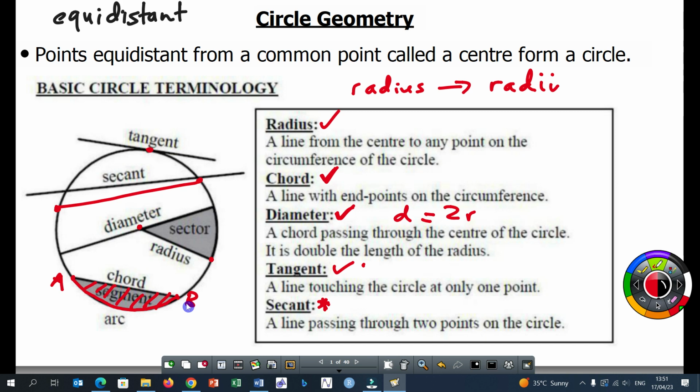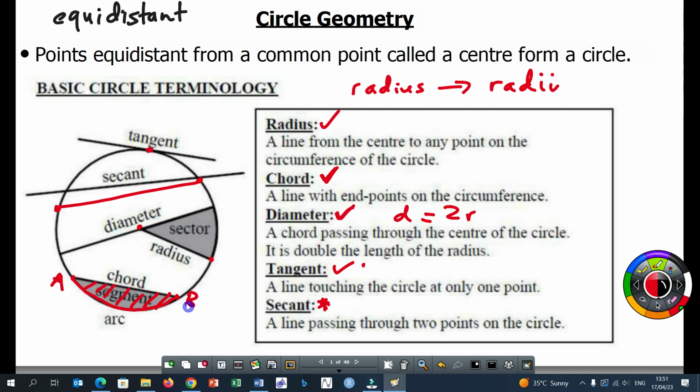So an arc can be a minor arc. In this case, AB is a minor arc. Then you have got also AB, the bigger one, which is a major arc. So you're going to have a minor sector, minor arc, minor segment, major arc, major segment, major sector.